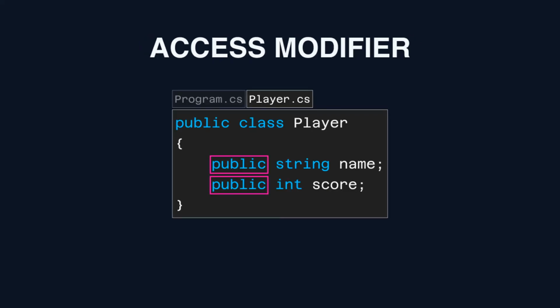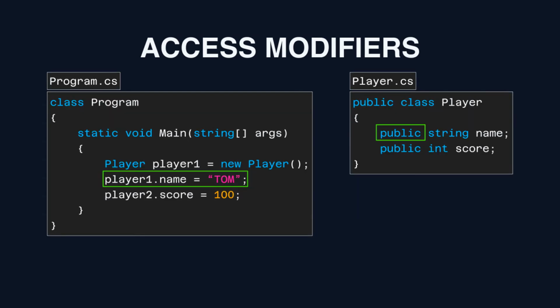But what about the public keyword? The public keyword is an access modifier. It defines the accessibility level of the class members. Public means the member is accessible from the outside of the class. By outside, I mean that you can access the fields through a reference of a class instance, just like we did when accessing the player fields.